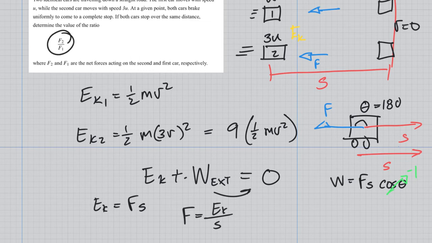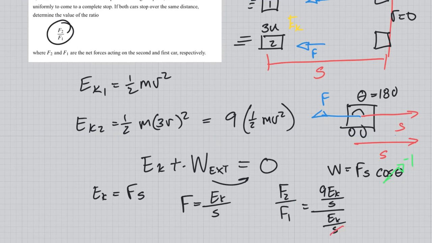So if we're trying to make this fraction of F2 over F1, F2 divided by F1, that's basically going to be 9 kinetic energy divided by S over kinetic energy divided by S. And so what's going to happen is my S's are going to cancel out. And essentially the kinetic energies are going to cancel out as well, but I'm just trying to show this. 9 kinetic energy for car 2 over kinetic energy. So because car 2 has 9 times the energy, essentially we're going to have 9 times the force, because there's just a 1 right here. So that fraction that we would have would be 9 over 1 for the ratio of force 2 divided by force 1.